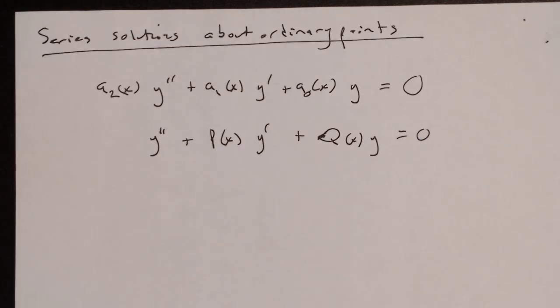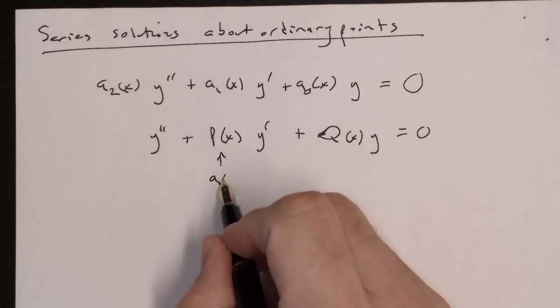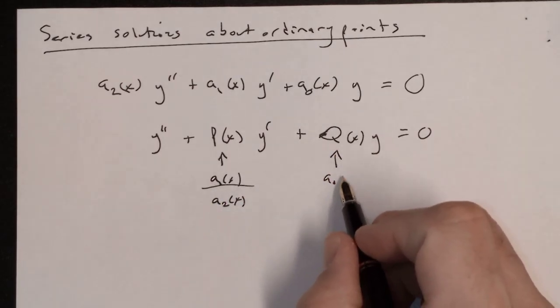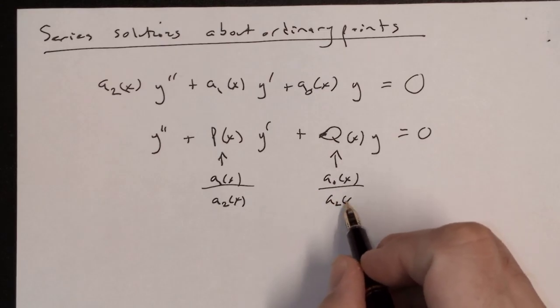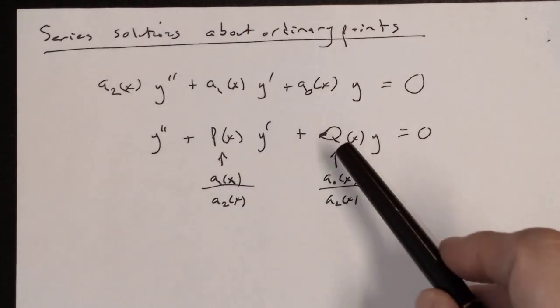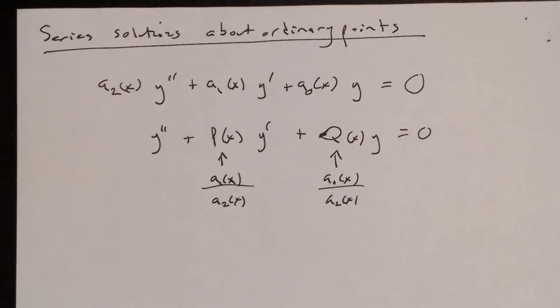Now, because P is really a1 of x over a2 of x, and Q is really a0 of x over a2 of x, it is possible that these functions will have points where they are not defined. It's possible because I'm dividing by whatever a2 is, I'll end up with places where these functions are not analytic, where they are singular.